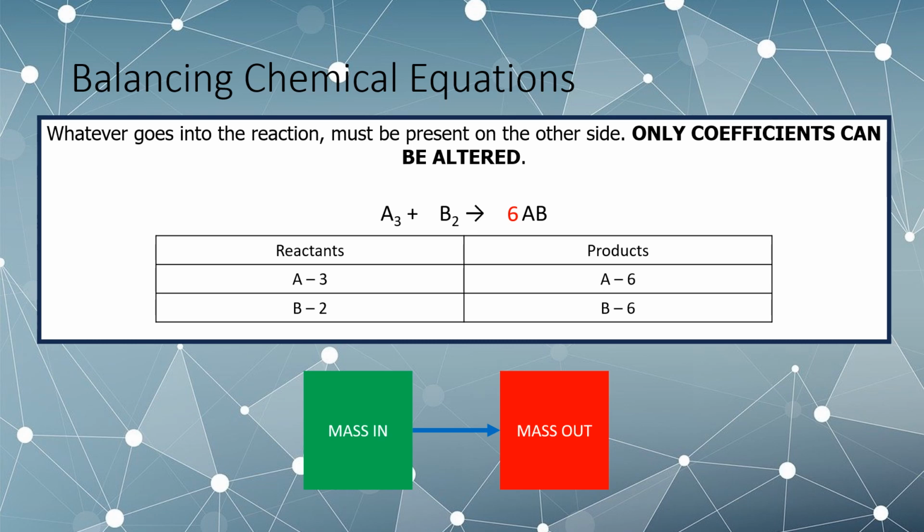So 2, if I put that in front of the A, will give us 2A3. And then for the B, same sort of principle. What multiplied by 2 gives 6? In this case, it's going to be 3.